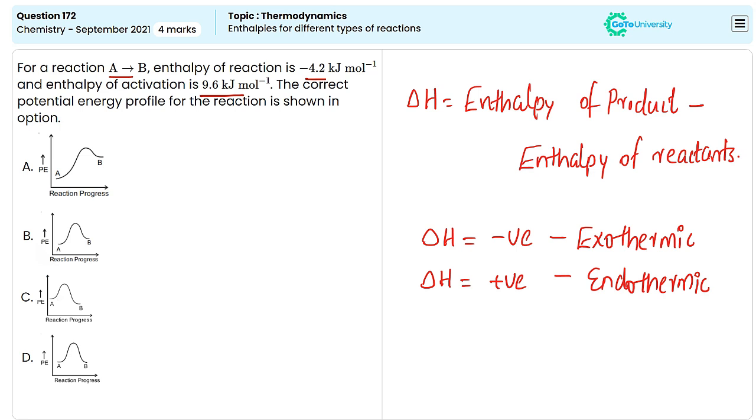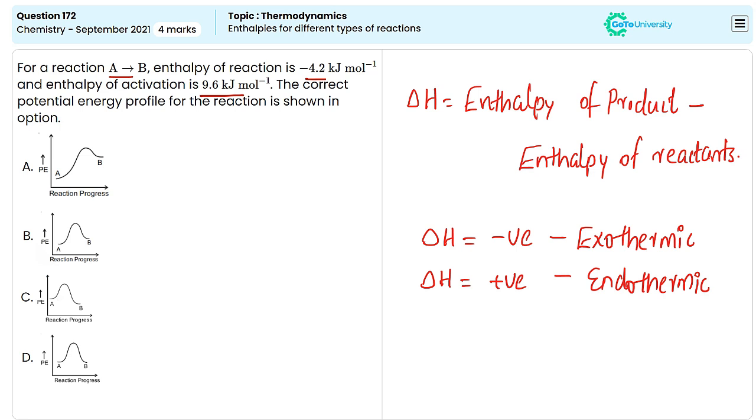of heat energy. So here we can say in an exothermic reaction, the energy of the product will be less than that of the reactant. But in endothermic reaction, the energy of the product will be greater than that of the reactant. Now let's come to the options given here.